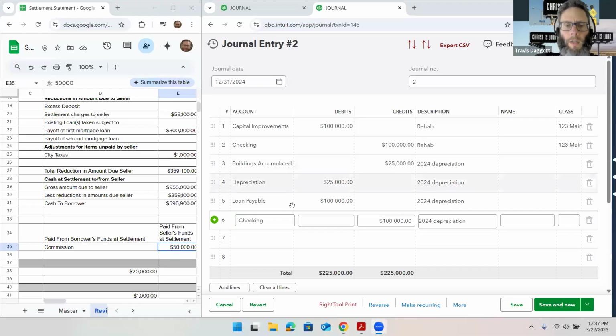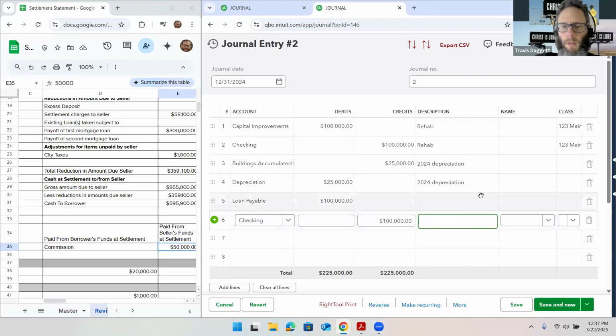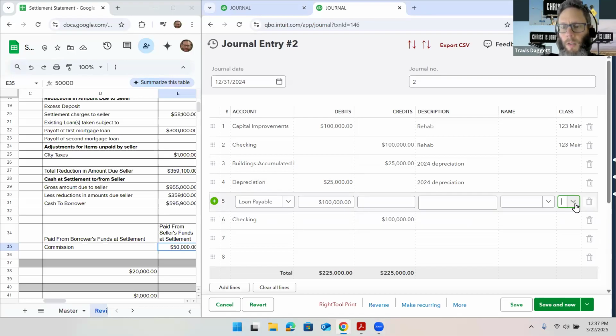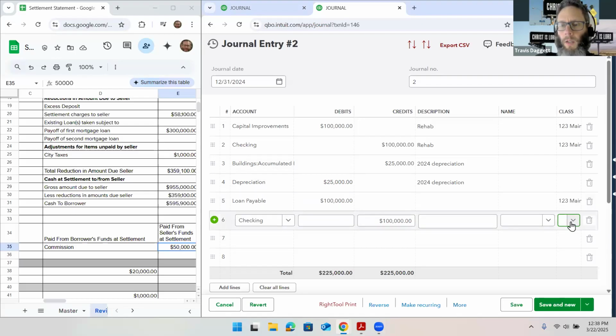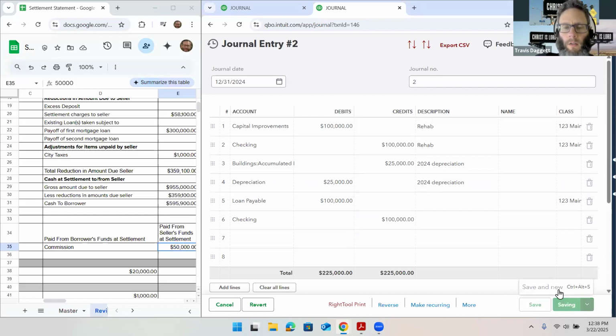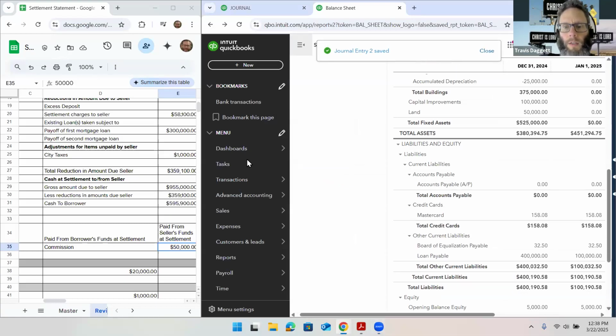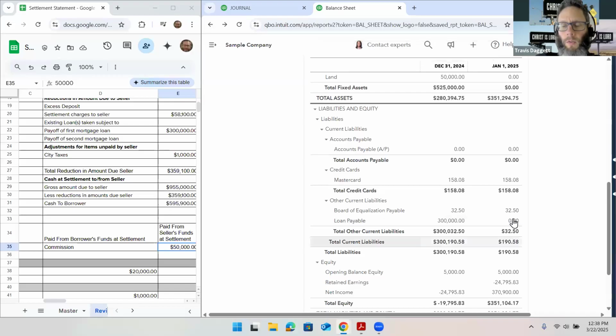Okay, so this would have been, of course, paid as we went, but we're just going to adjust it here all at once, as if we paid it all out of the checking at the end of the year. Okay. Pay and close. Now let's look at our balance sheet. And now our loan is at 0.